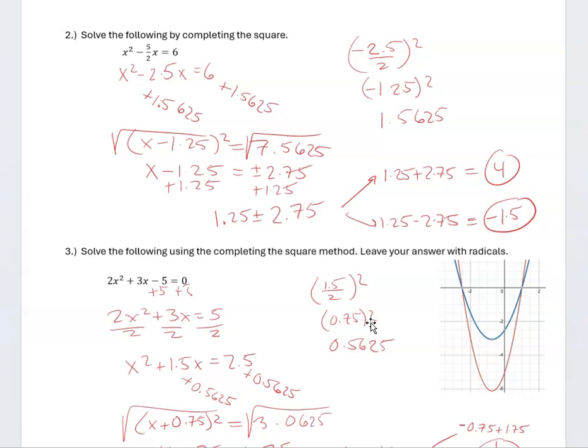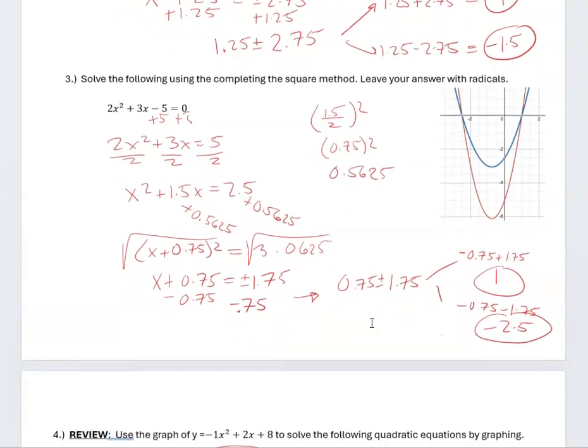Since those answers are nice, that means you could have factored if you wanted. You could also have stuck this into Desmos, and you would have an intersection. Remember, you've got to get one side equal to 0 first, but you would have x-intercepts of 4 and negative 1.5.